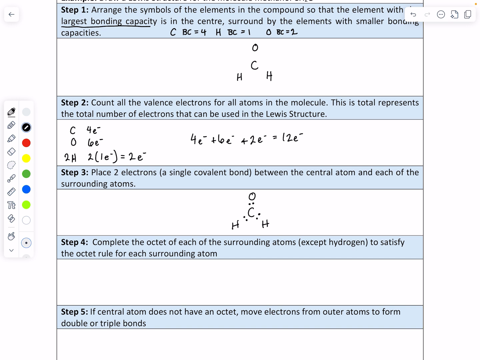In step 4, we're going to complete the octet of each of the surrounding atoms, except for hydrogen, to satisfy the octet rule for each surrounding atom. So let's take a look at oxygen. In order for oxygen to complete the octet rule, it currently has 2 electrons around it. I need to place 6 more. 1, 2, 3, 4, 5, 6.